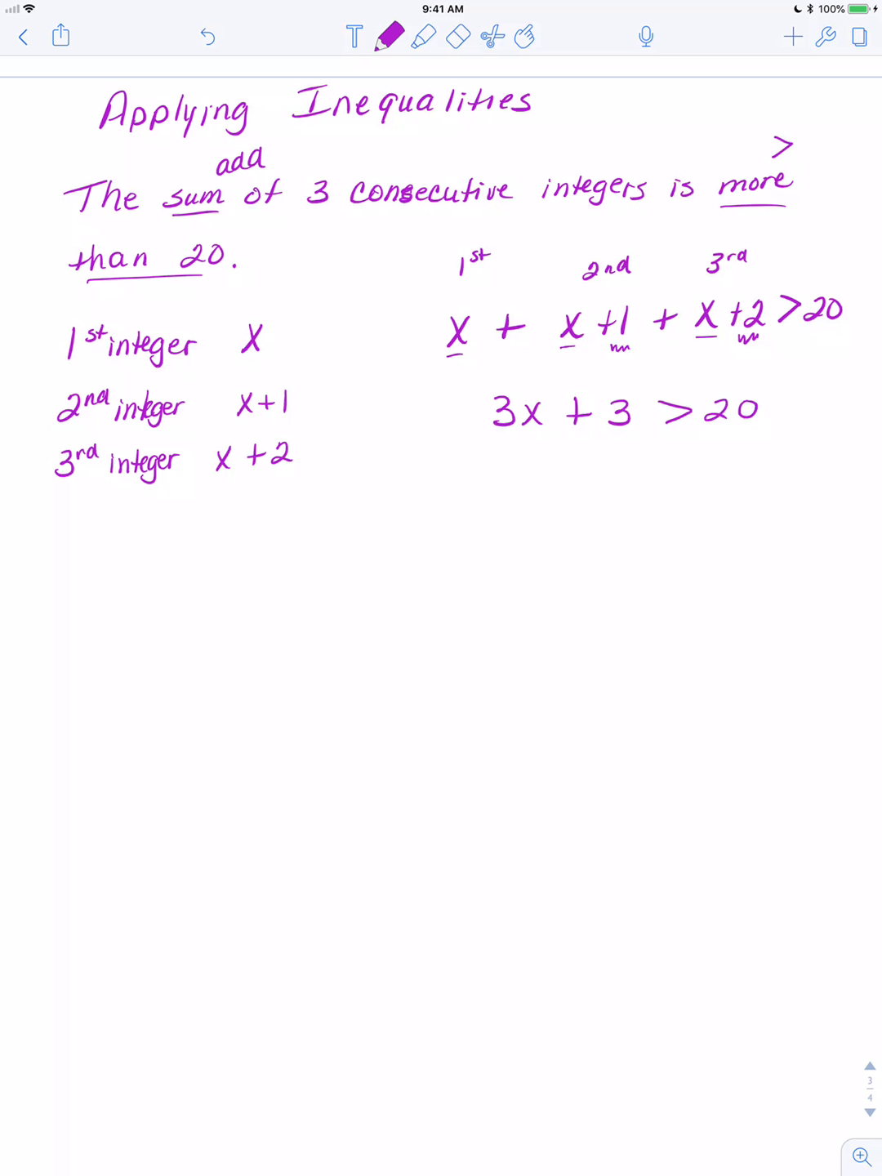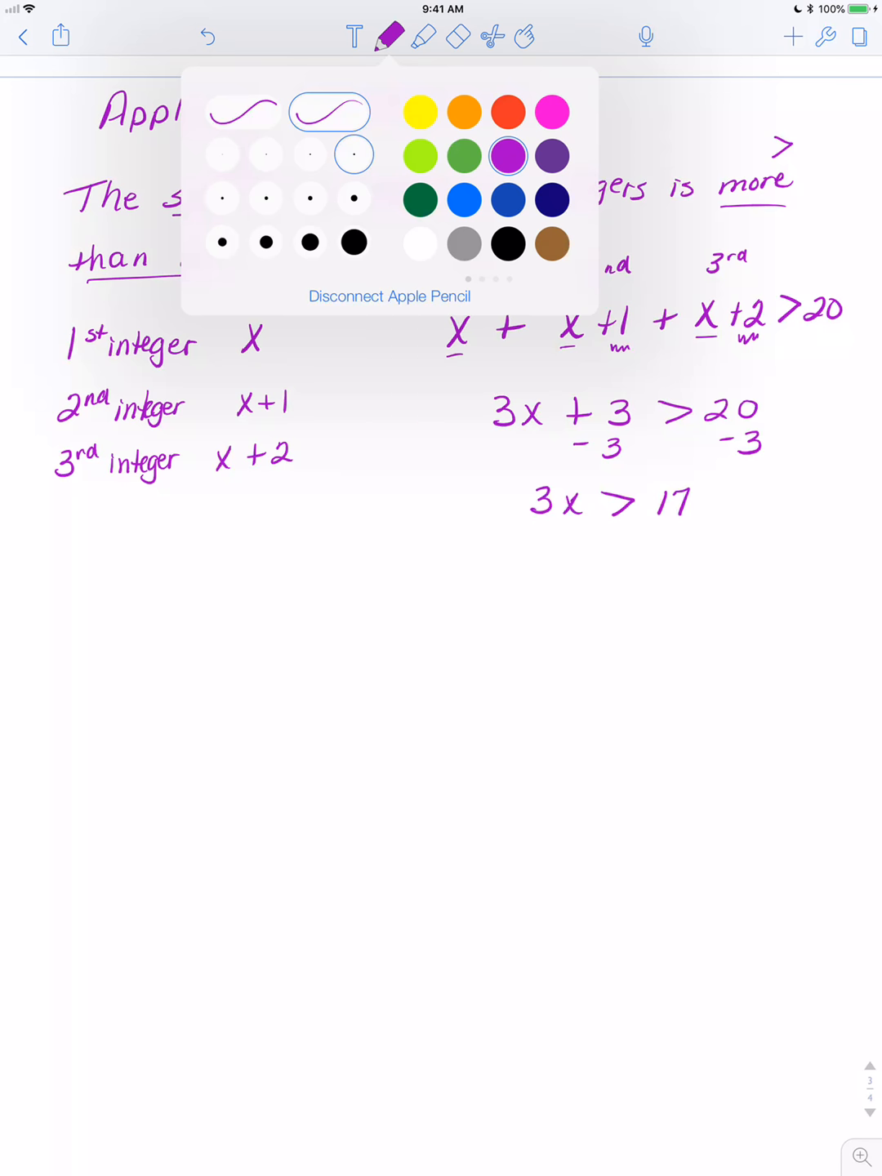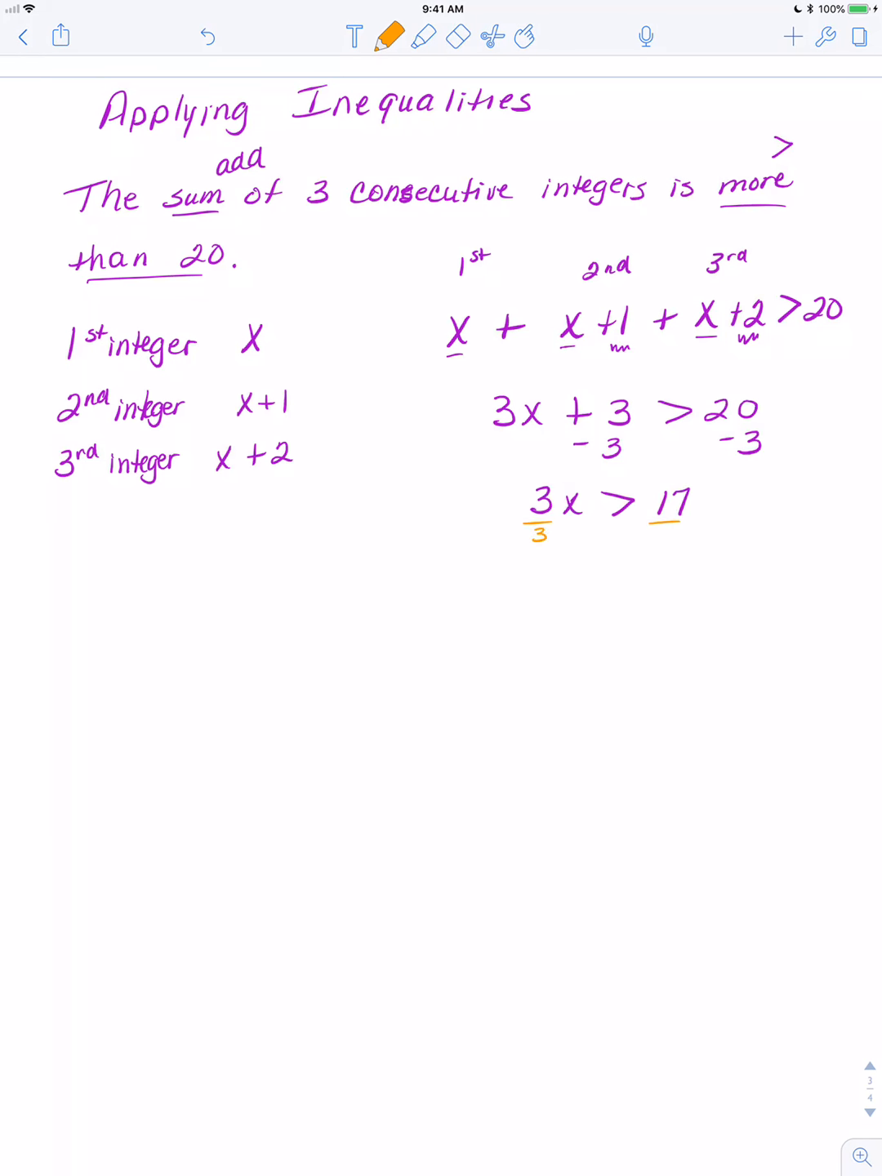So now I can start solving. Just make sure that you can only change the signs if you cross the line, which is that equal sign or the inequality sign. If we're on the same side, we're combining like terms, and we do not change any of those signs. So from there, we just start solving. We're going to subtract 3 from each side. We get 3x is greater than 17. And then we're dividing by 3 on both sides, which didn't come out very pretty. So x is greater than 17 thirds.